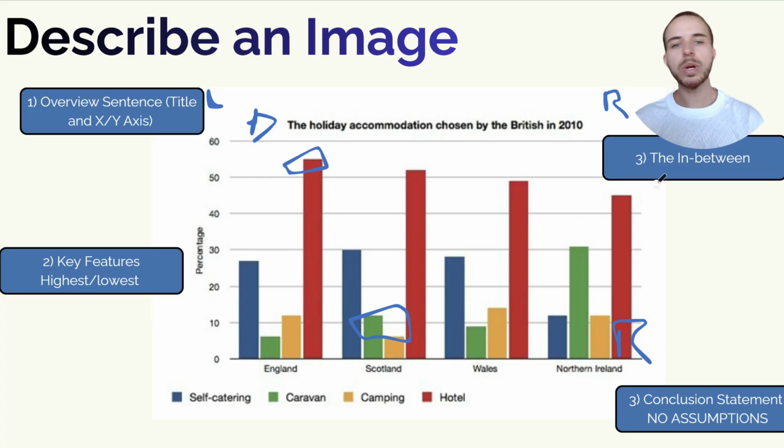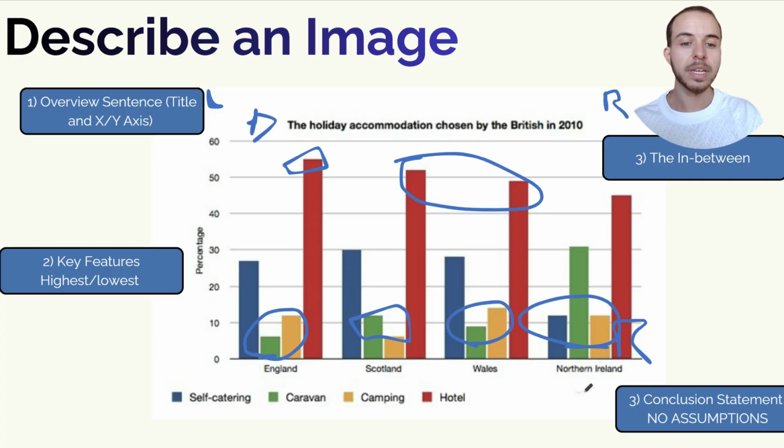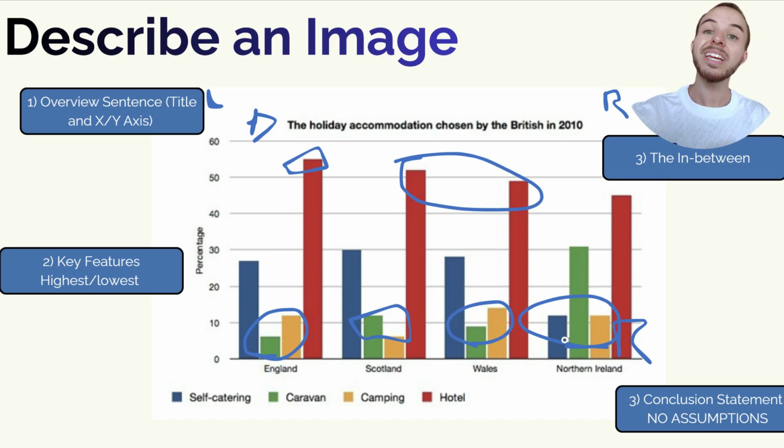Sentence 3, this is where you add any additional information. So anything you haven't yet covered, like how hotels are the highest among all categories, or how camping and caravans are the lowest among all categories, with the exception of Northern Ireland, which also has the lowest for self-catering. Interesting. So you'll do the in-betweens, anything you haven't mentioned.